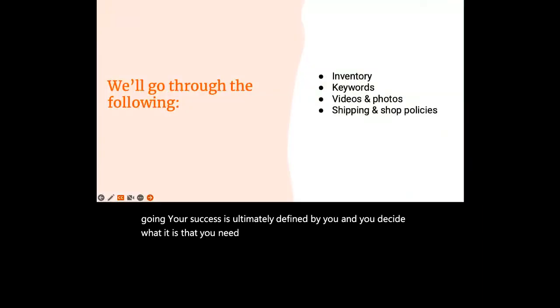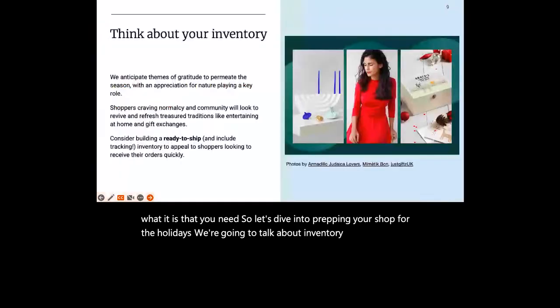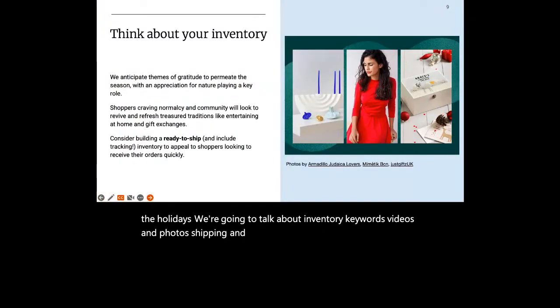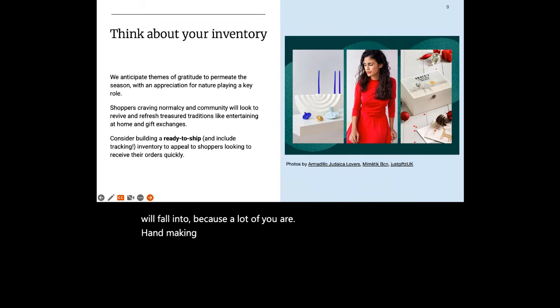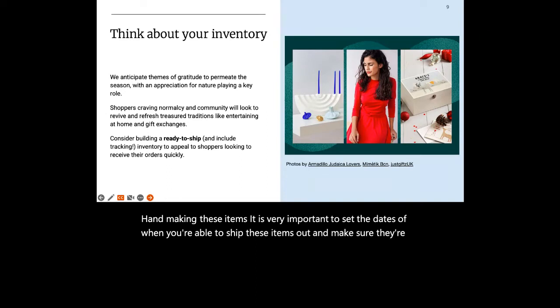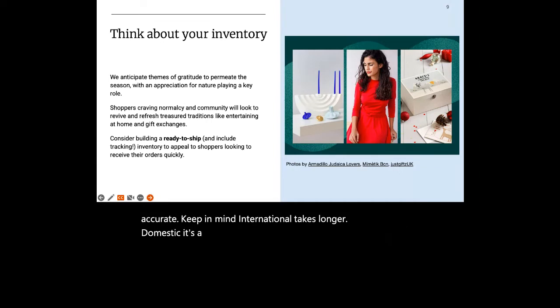So let's dive into prepping your shop for the holidays. We're going to talk about inventory, keywords, videos and photos, shipping and shop policies. As you begin to think about your inventory, the key thing that I want you to remember is there are different categories in which your inventory will fall into. Because a lot of you are hand-making these items, it is very important to set the dates of when you're able to ship these items out and make sure they're accurate. Keep in mind, international takes longer. Domestic is a shorter time period. However, you have to factor in how long it takes you to make these items.